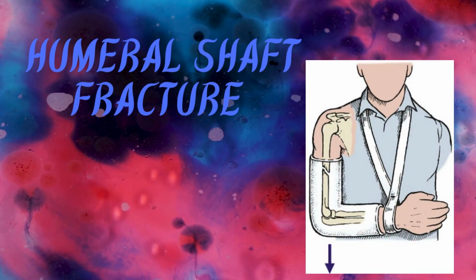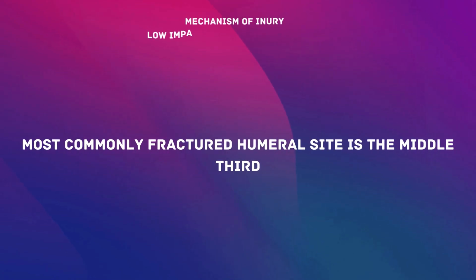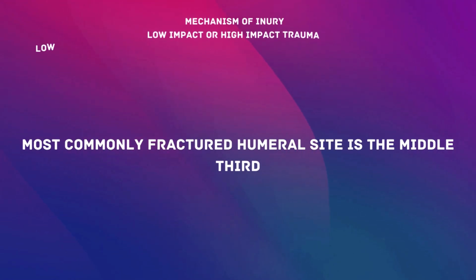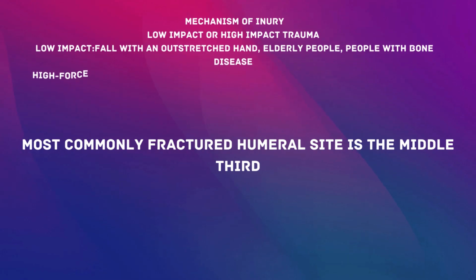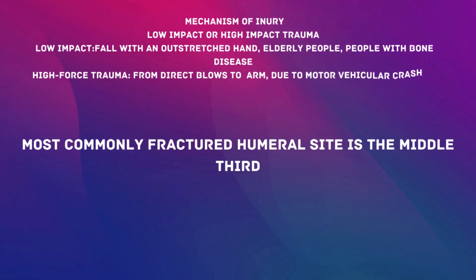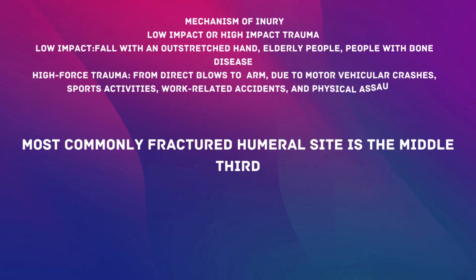Today's video is related to the humeral shaft fracture. There are two mechanisms of humeral shaft fracture: the low impact trauma or high impact trauma. Low impact trauma includes the fall with an outstretched hand, elderly people, and people with bone disease. High force trauma includes direct blows to the arm due to motor vehicle crashes, sports activities, work related accidents, and physical assault. Most commonly fractured humeral site is the middle third.